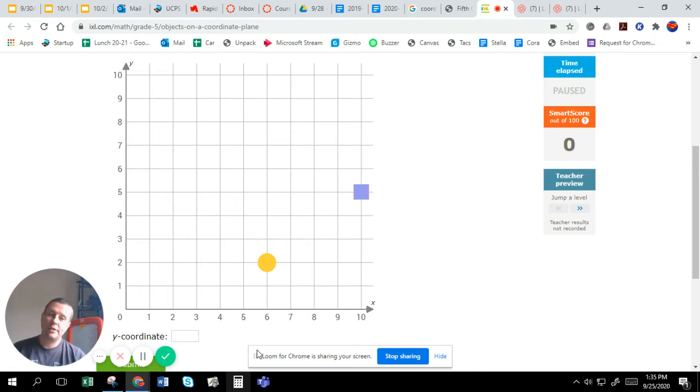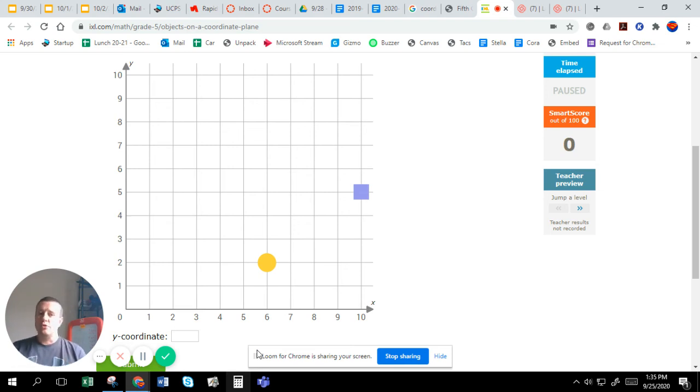Now, instead of moving to the right, I'm moving 1, 2, 3, 4 spots to the left. And instead of moving up, I'm moving down. So I go 1, 2, 3 spots down. So to get from the purple square to the yellow circle, I'm going 4 spots to the left and then 3 spots down, or blocks, however you want to refer to it.